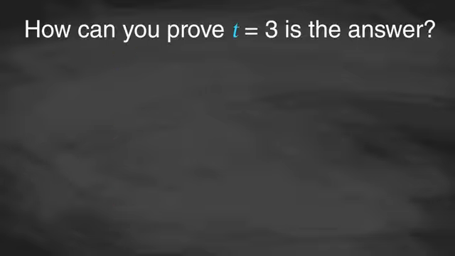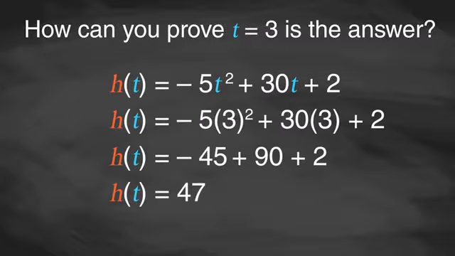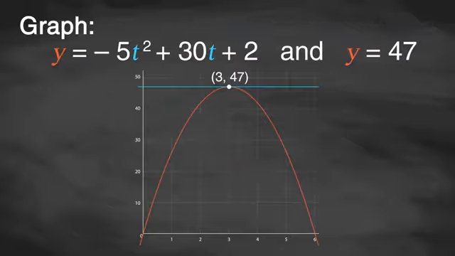What if someone disagrees with you? How can you prove that t = 3 is the answer? Here are two different ways to show that t = 3 is the answer. To check this answer, substitute 3 in for t in the original expression. This gives 47. Another way to prove the answer is to look at the graph of the equation.